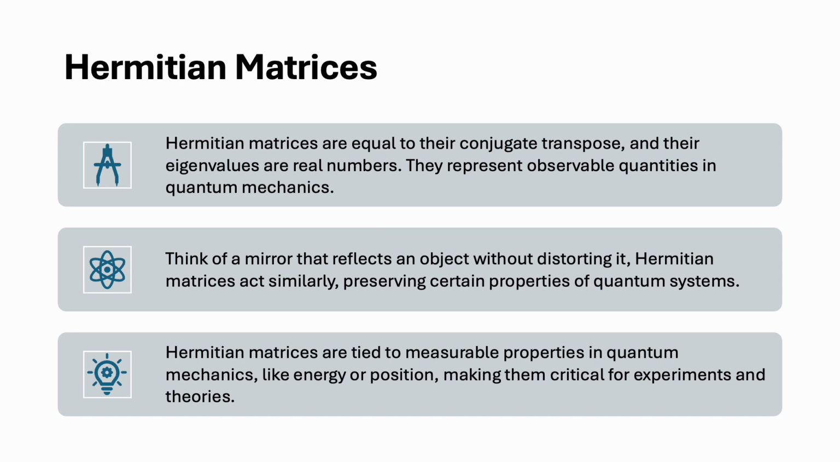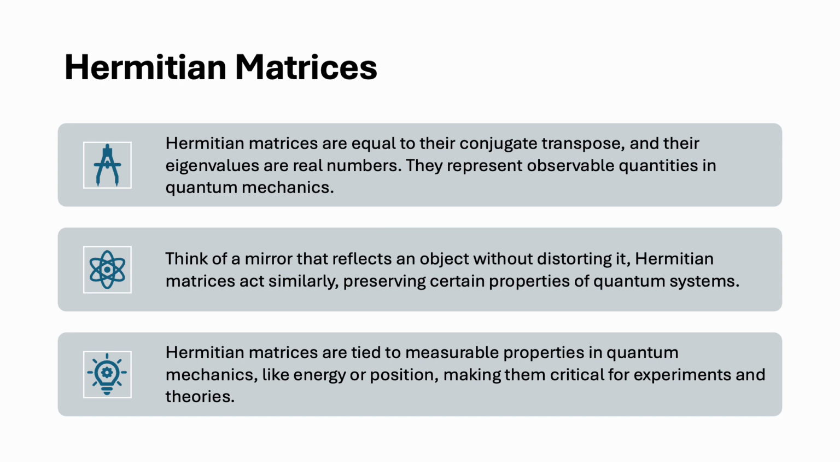So since we are discussing Hermitian matrices, these are special mathematical structures in quantum computing that represent measurable properties or observables. They are crucial because their eigenvalues, special numbers associated with the matrix, are always real numbers, as mentioned earlier, which is exactly what we need for actual measurement results.